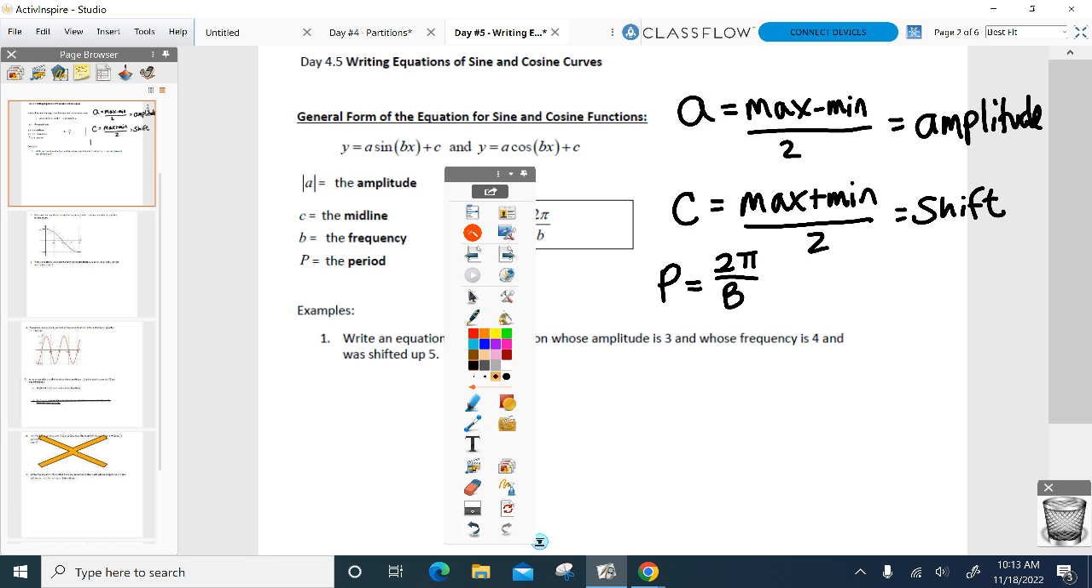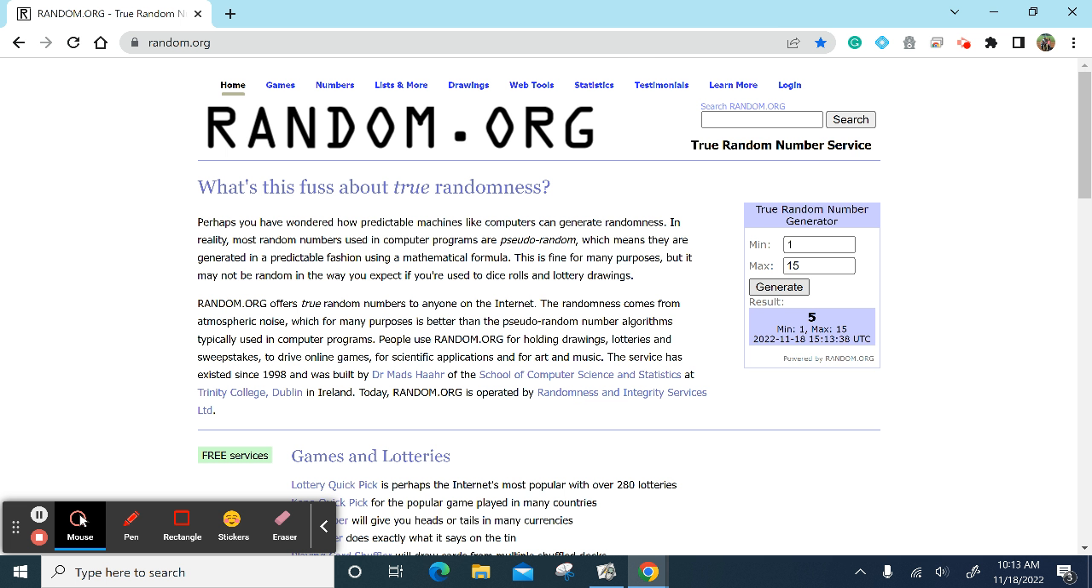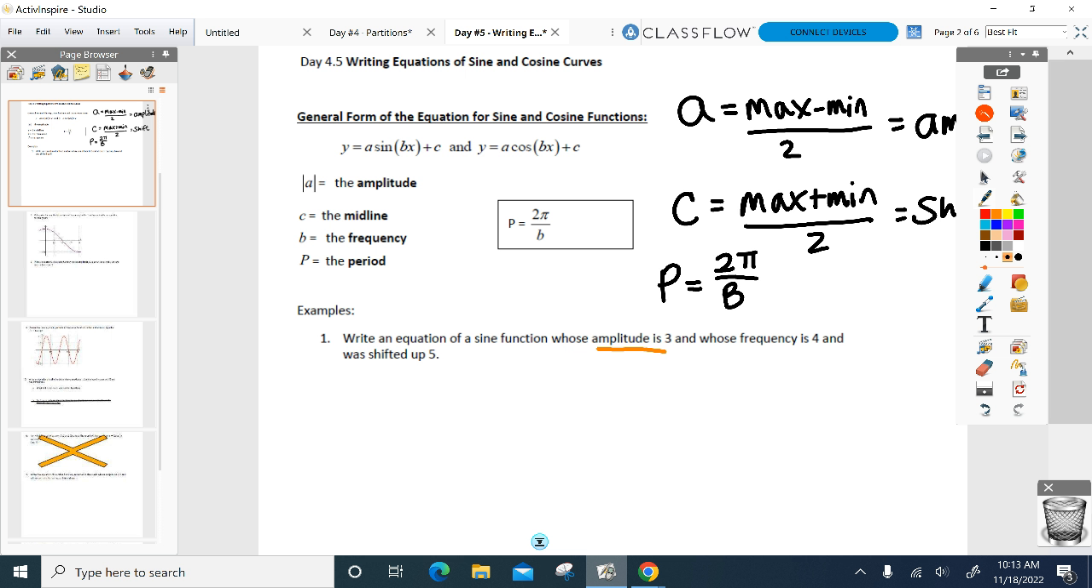All right, so I started you off with a very, very easy one. You don't have to find anything. You just got to know which piece is which. So let's write an equation. It's going to be a sine equation. Amplitude 3. What value did I just give you there? Amplitude 3. That's my what value now? A. Good.